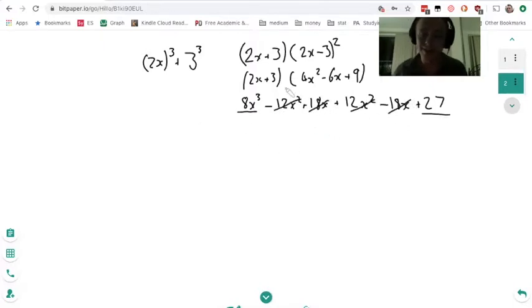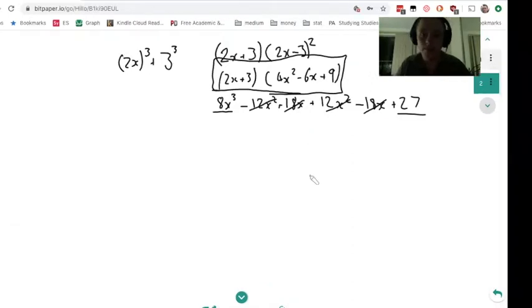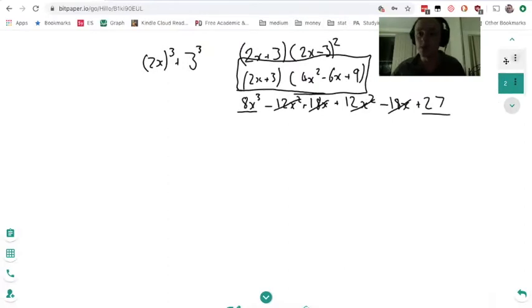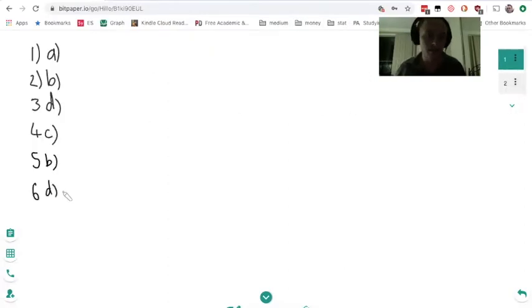How did I guess that? Honestly, I apologize. I'm not sure how I guessed that. I think the answer has been stated in this particular form. If you were a student, we would go through and explore this, but I'm going to continue with the exam right now. 2x plus 3, 4x squared minus 6x plus 9. That looks like a D. Question 6 is D.